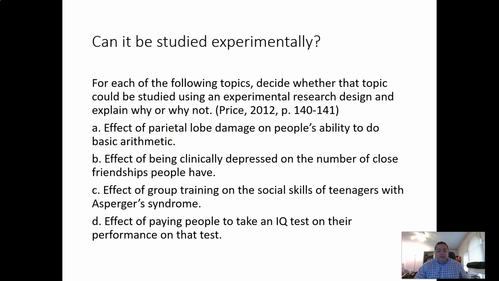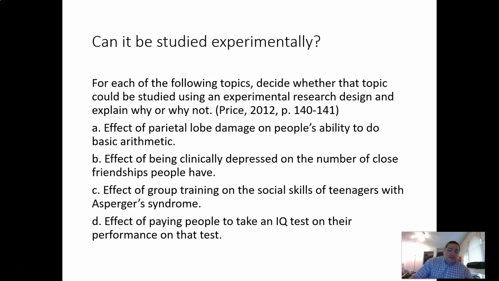B is the effect of being clinically depressed on the number of close friendships people have. And again, you can't manipulate clinically depressed. People are either clinically depressed or they're not, and the degree changes from one person to another, but it tends to stay constant. And so you can look at that, but it's going to be a non-experimental design.